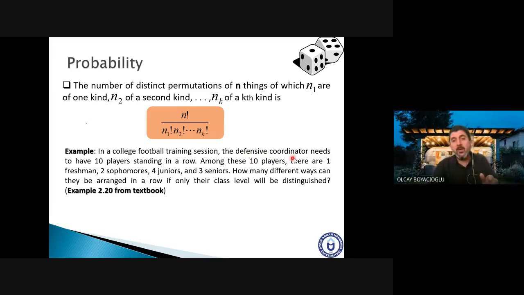Okay? So the defensive coordinator needs to have 10 players standing in a row.